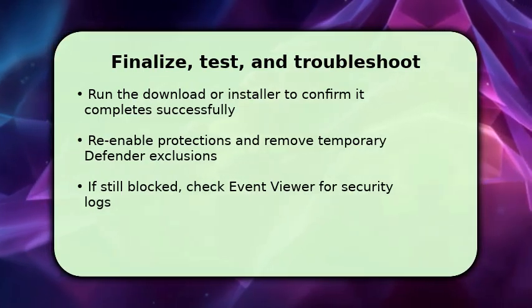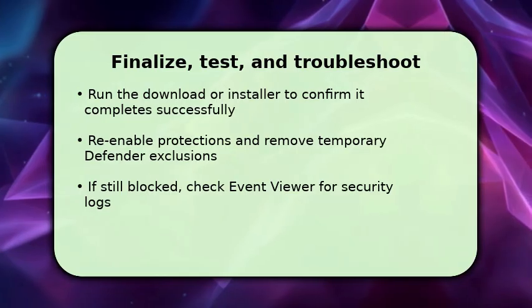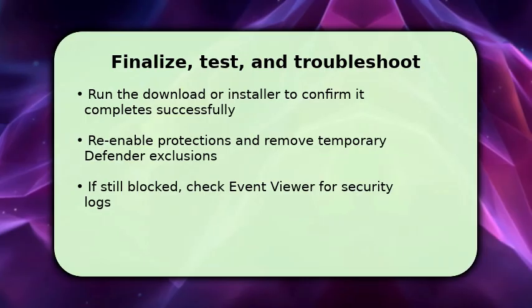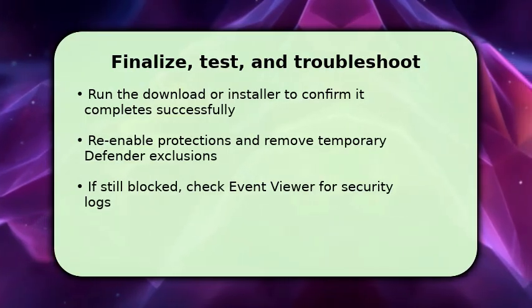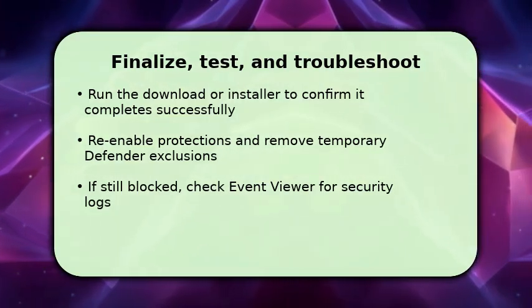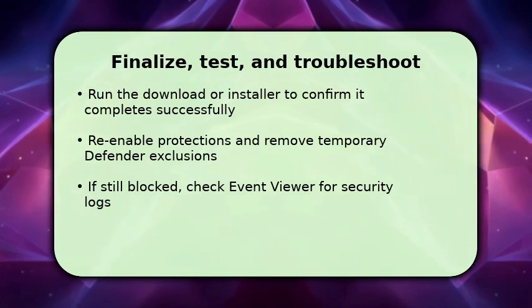If Windows still blocks the file, check Event Viewer under Windows Log Security to see the exact rule or signature that triggered the block. This tells you whether Smart Screen, Defender, or controlled folder access intervened so you can address the specific cause.